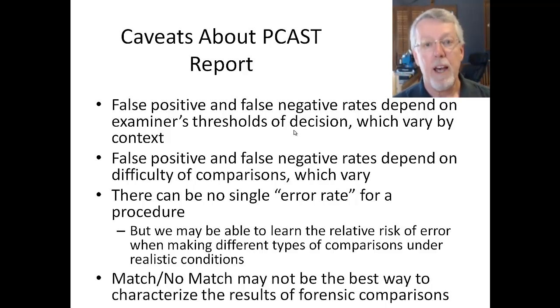Finally, the PCAST report assumes that examiners are going to be reporting match/no match, or identification/non-identification, and that's the preferred reporting format. And as already discussed, maybe that's not the best way for them to report their results. I think an argument can be made that they're better off reporting something closer to a likelihood ratio, or some statement about the strength of the evidence for distinguishing hypotheses, rather than a conclusion about which hypothesis is likely to be true.